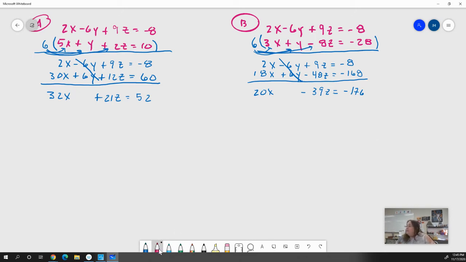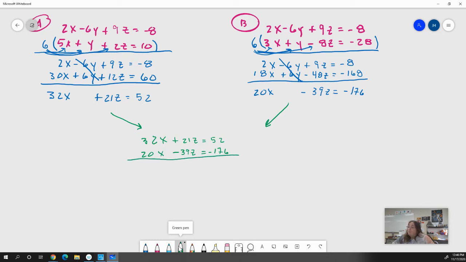So we're going to take, let's go green. We're going to take this equation. We're just going to write it here. 32x, I don't know why it's writing so sloppily, plus 21z equals 52. And then we're going to take this one and write it underneath. And we're going to have 20x minus 39z equals negative 176. And we are going to figure out what x and z are.